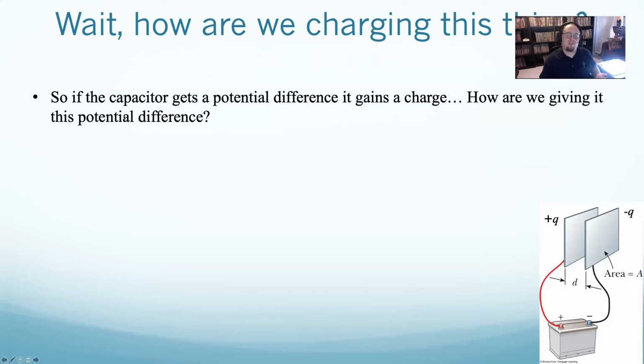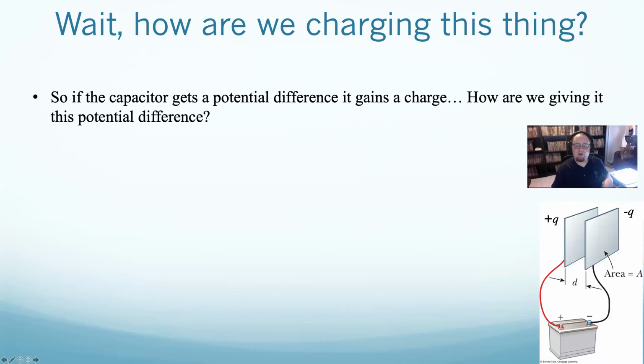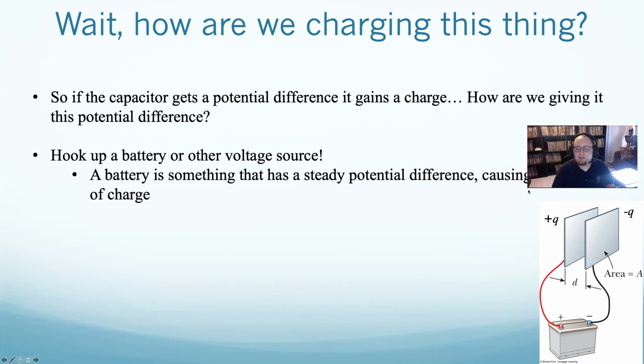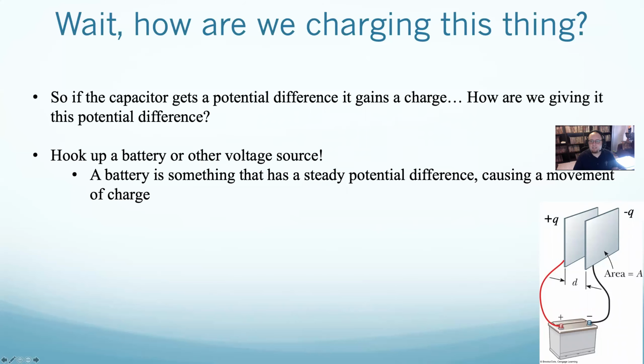But what I haven't talked about is how do you apply the charge? I said if it gets a potential difference, it gains a charge, but how are we even doing that? The general idea is, if you want to charge a capacitor, aka take your capacitor and make it so that there actually is a charge on the two plates, this one is not charged.